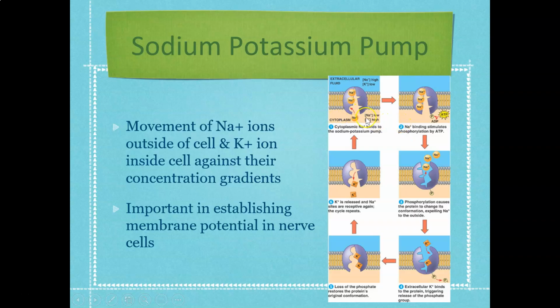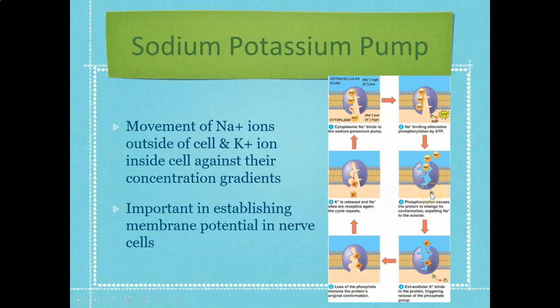So when we look, we've got relatively low concentrations of sodium on the inside and high concentrations on the outside of my cell. So low inside, high outside. That's why this is active transport, because I'm moving it from where it's already low to where it's already high.